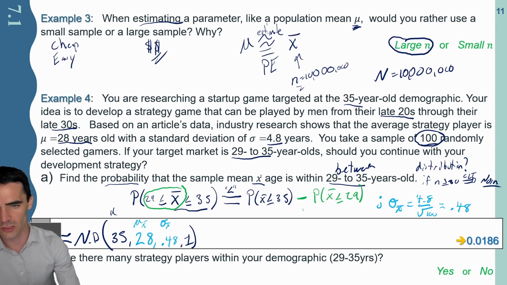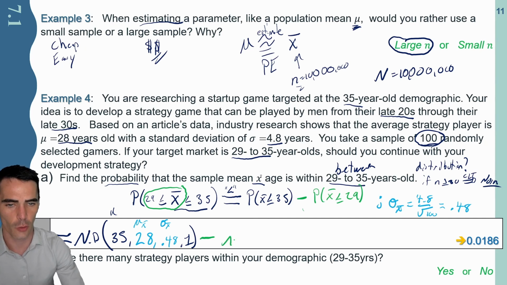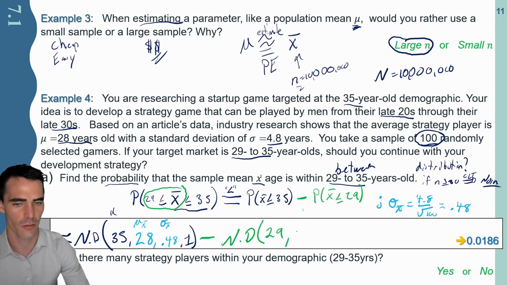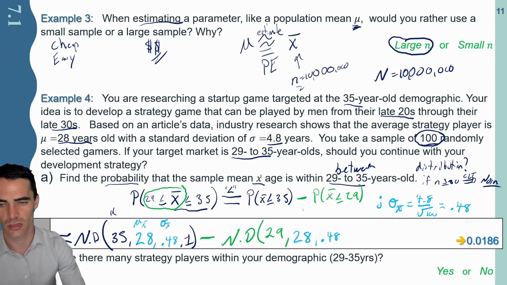Let me switch over to green to do my other probability that x bar is less than or equal to 29. I'll write normal distribution for the same reason as the first one. Parentheses, what's the value we're switching on? 29. The mean and the standard deviation are the exact same as before because it's the same x bar. We should write 28 for the mean and 0.48 for the standard deviation. The spread, exactly the same. And then our last input, of course, is 1.